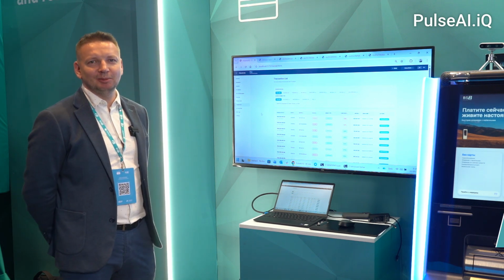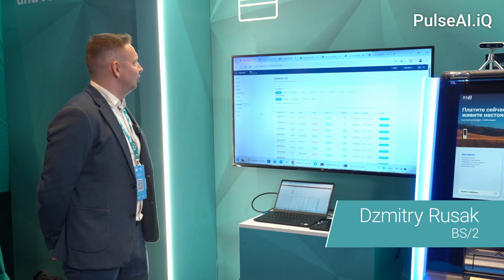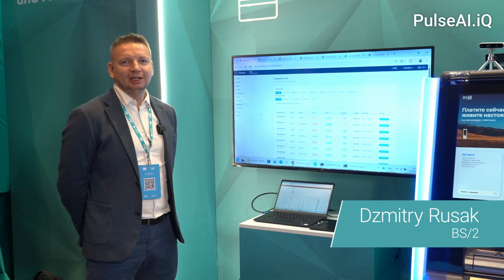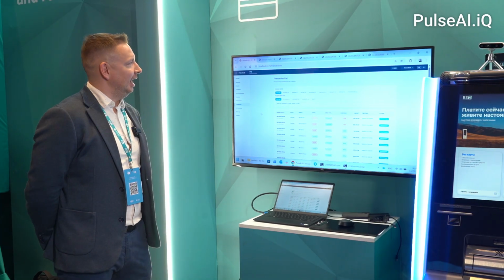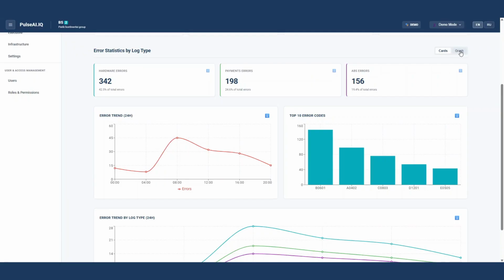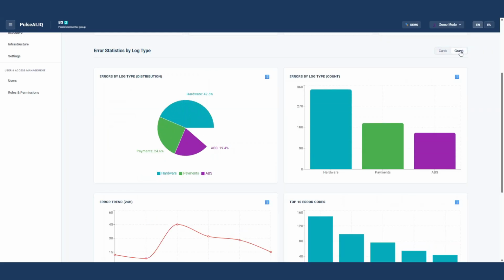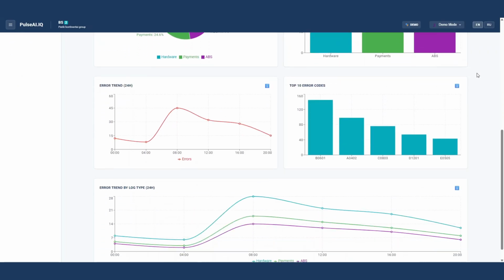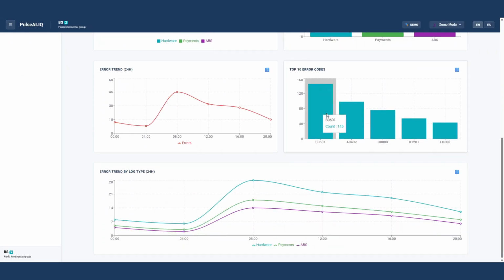Today, I would like to demonstrate to you the new solution from the iQ family. This is PulseAI.iQ. It is an intelligent system for the analysis of events, logs, and transactions. The aim of the product is to understand what really happened with each transaction and automatically detect errors in each transaction and reduce manual labor for analysts, operators, engineers, and support staff.